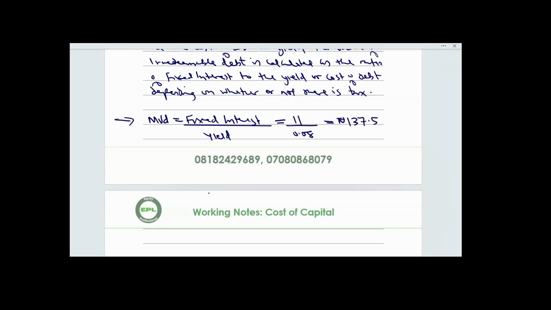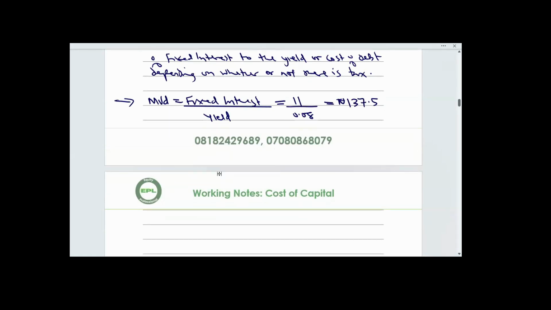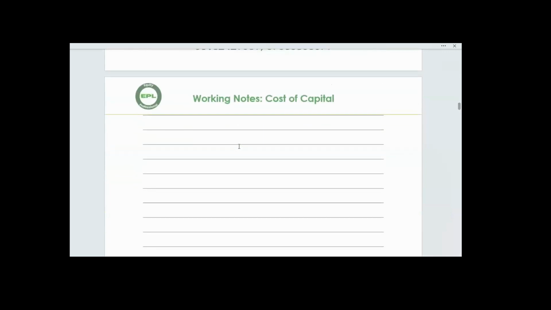137.5. So that's it. You can see the examiner says you should calculate unit value, not total value. There is a difference between total value and unit value. The value per unit of the debenture is 137 naira 50 kobo. If I want to calculate the total market value of the debenture, the formula will still remain the same, all right?